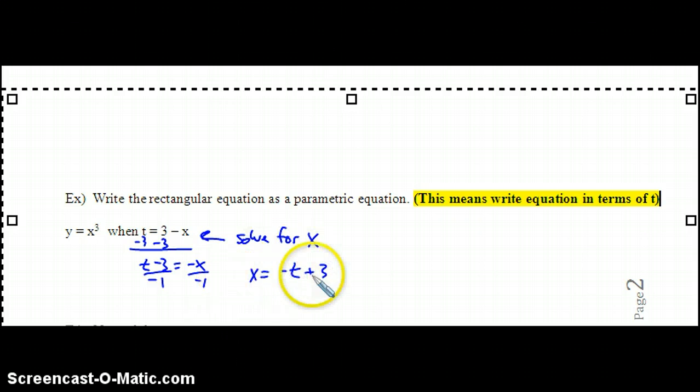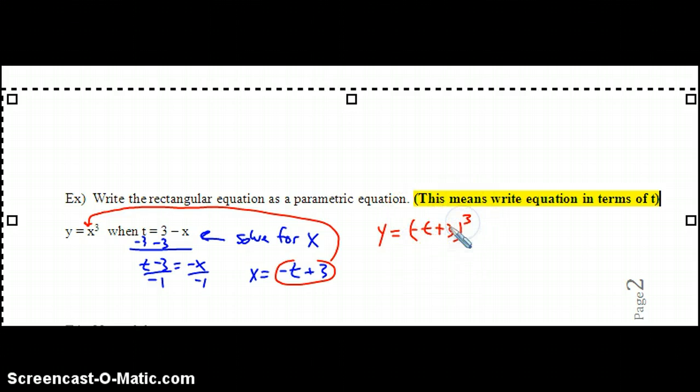So let's plug that in now for the x in the first equation. If I have y equals (-t plus 3) cubed, I'm going to have to make this into a problem where it's -t plus 3 times itself 3 times. So I'm going to have to FOIL this. t squared minus 3t and minus another 3t makes -6t, and then plus 9.